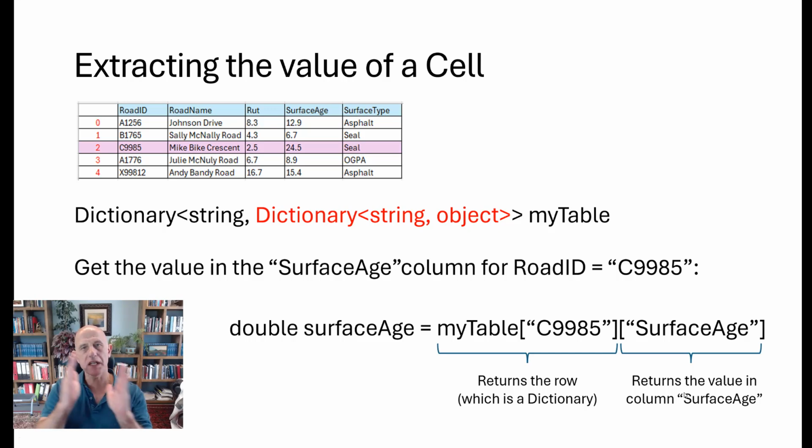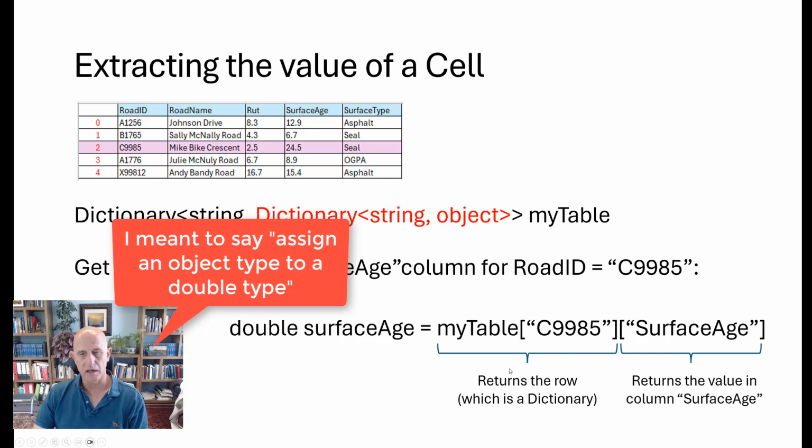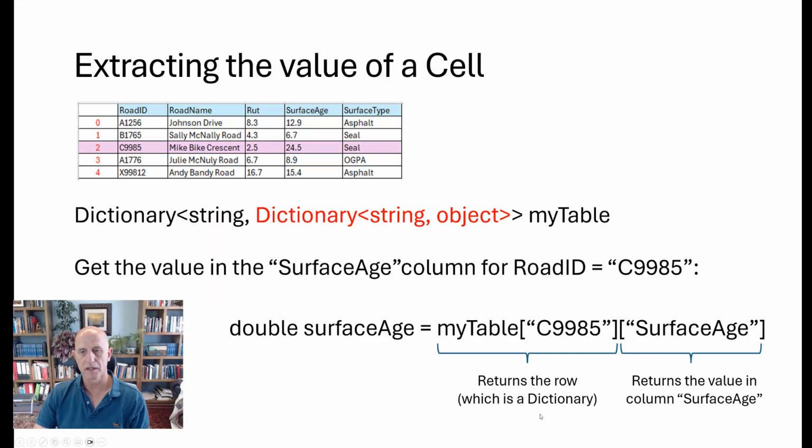We are just chaining together the two lookups, one for the row and next to it the lookup for the column. Now there's one problem here: since this value returns an object type and not a double type, I will have to do a type conversion of this value. Otherwise Visual Studio will not allow me to compile this, because I'm trying to assign an object type to a double type, because this returns the object. So we'll do that when we're looking at our code.